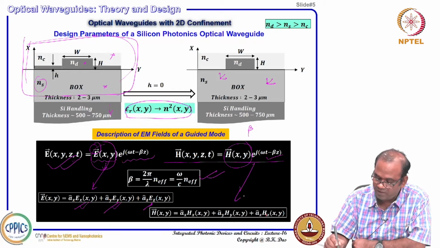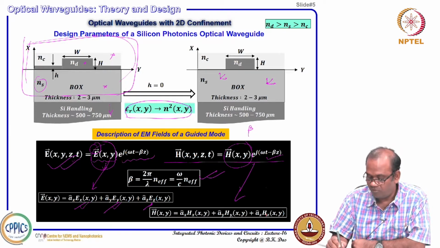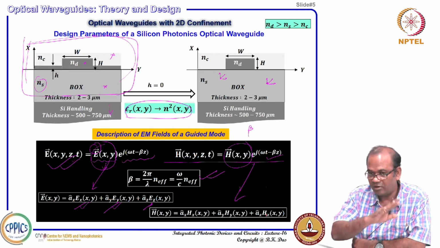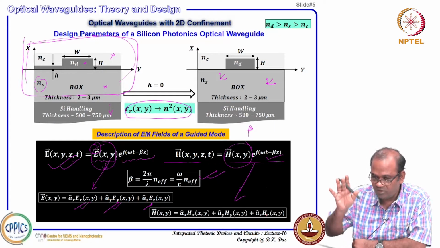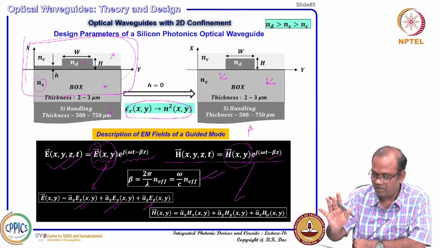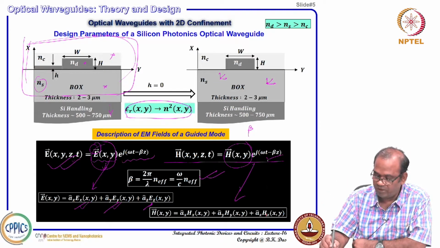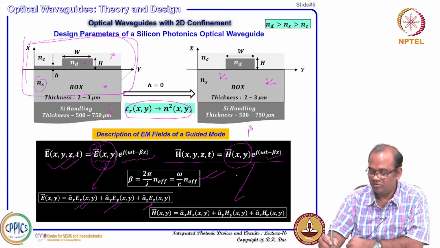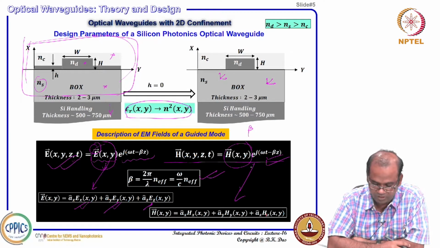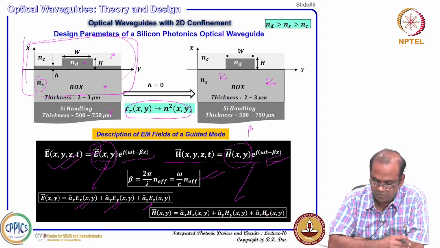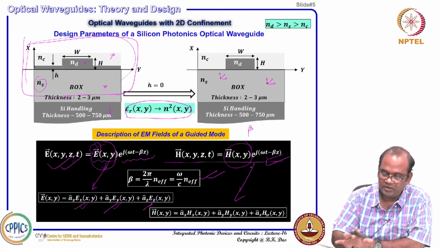Similarly, the same holds for the magnetic field: you can have an X component, Y component, Z component, that will be varying as a function of x, y, because that is a mode, and that will remain invariant along the Z direction, and which will be propagating, carrying energy with this phase information, omega t minus beta z. So far so good. So, everything is set.